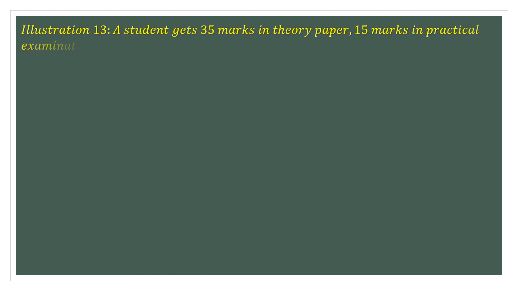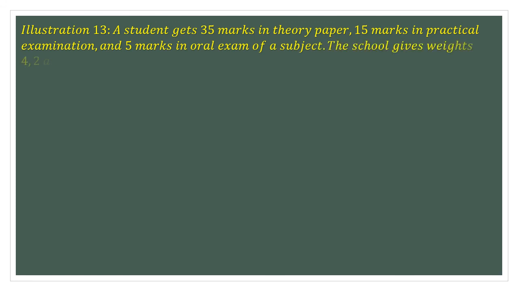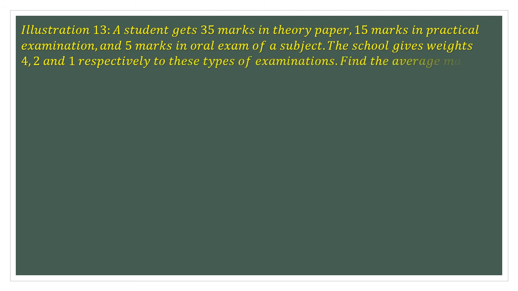This is quite an easy concept and very similar to combined mean. Therefore let's just take one illustration to understand this concept. That will be illustration 13. A student gets 35 marks in the theory paper, 15 marks in the practical examination, and 5 marks in the oral exam of a subject. The school gives weights as 4, 2 and 1 respectively to these types of examinations. We have to find the average marks scored by the student.